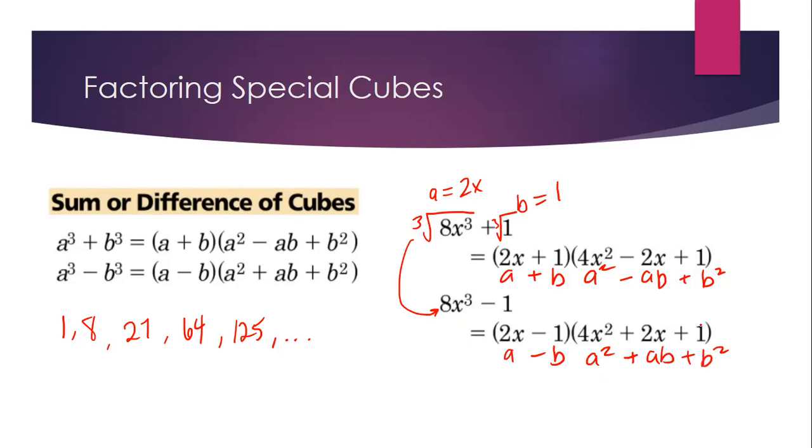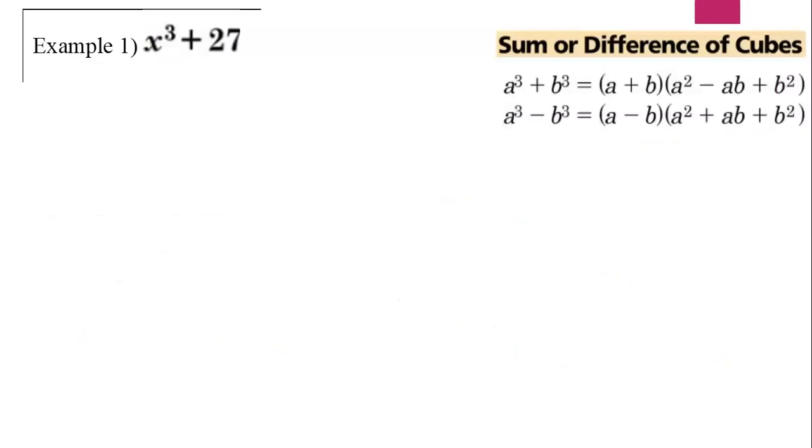Okay, all right, let's do a problem from scratch. So here we have x cubed plus 27. X cubed plus 27 lets me know that I'm looking for the sum of two cubes, okay? So the first thing I want to make sure is you're going to always check for GCF. Is there a greatest common factor? And the answer is no. So I'm good to go.